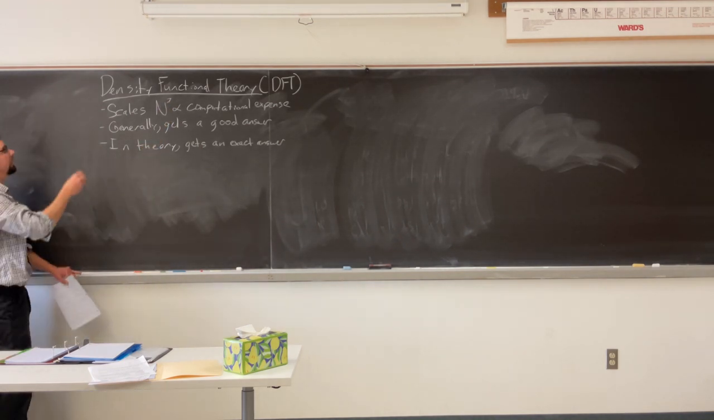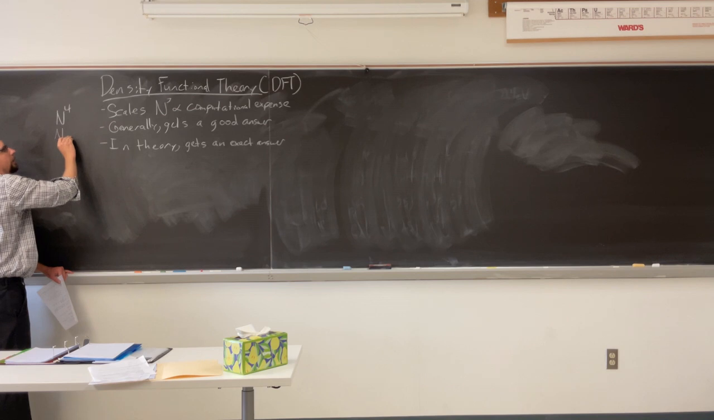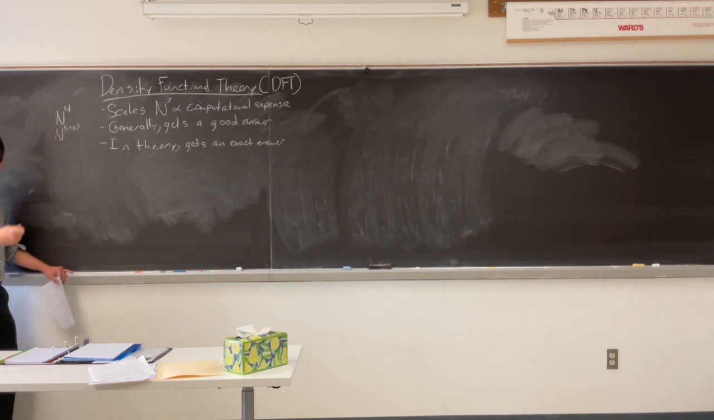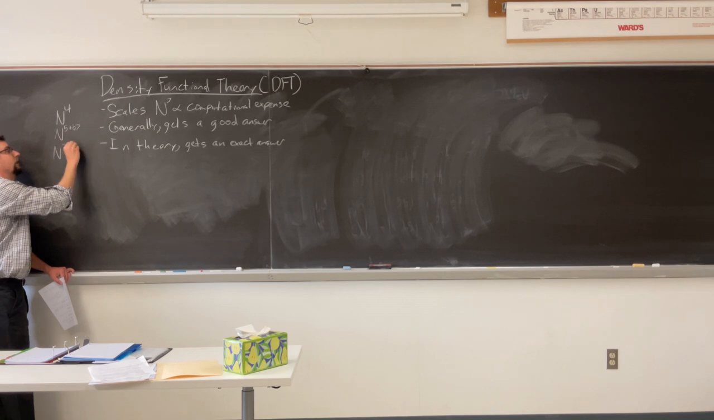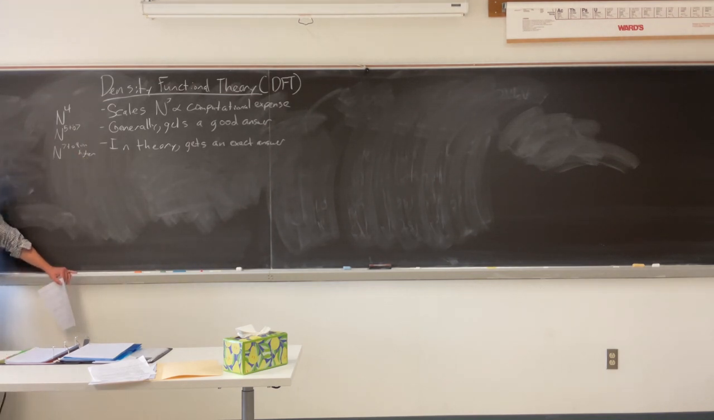There are other theories out there, like Hartree-Fock theory. The scale's n to the fourth. MP2 scales anywhere from n to the fifth to n to the seventh. So these other theoretical methods take way longer, and they generally give a worse answer. There are some that do incredibly well. That scale n to the seventh, ninth, or higher, such as configuration interaction or coupled cluster. Those calculations, though, can take months for even simple systems.